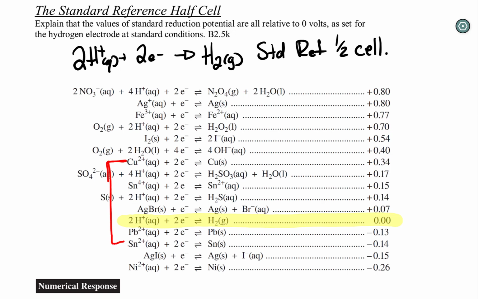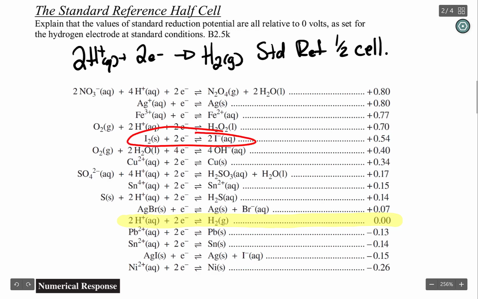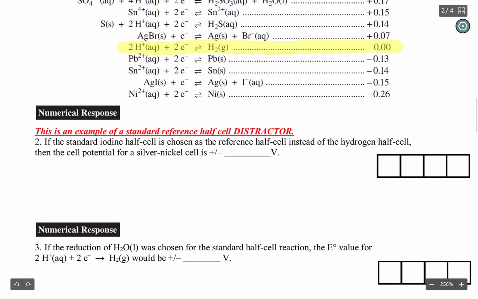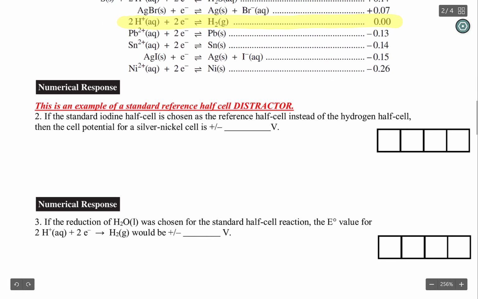But we're also going to look at questions where they say, we have a new reference half cell, I don't know, maybe nickel. What is the reduction potential for iodine now? And we actually do have to make an adjustment here. All right. So what I'm going to do is we're going to start at one, which we actually don't need to make any adjustments, but I think it's important that we actually try the question.